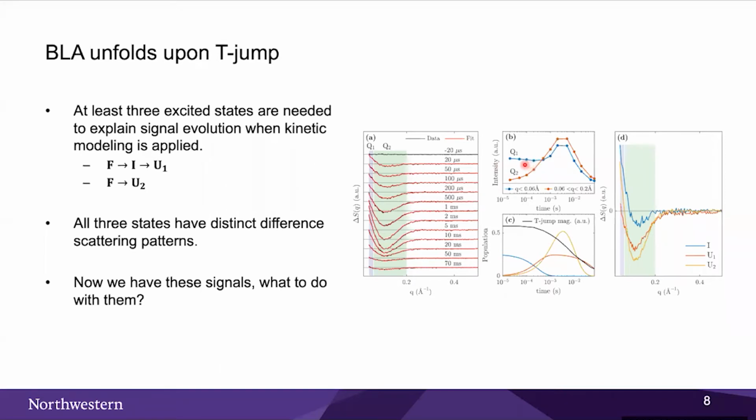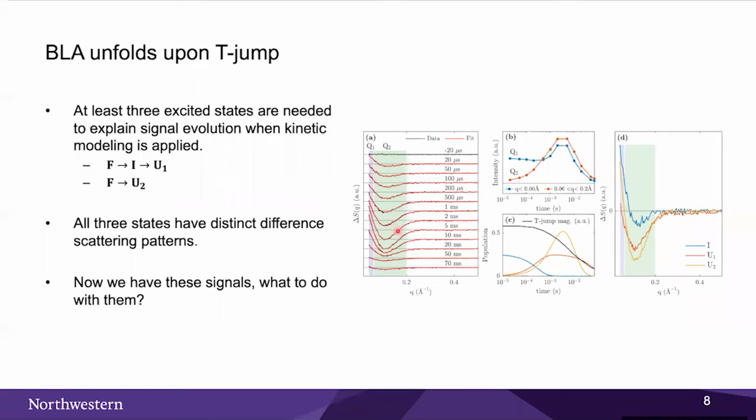So we then used global analysis to require that the time-independent signal changes in population based on the kinetic model. And our kinetic model looks like this, where the first path is from folded state to an intermediate state to first unfolded state. And the second path is from folded state to the second unfolded state.